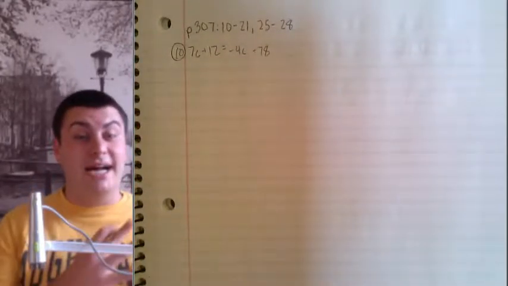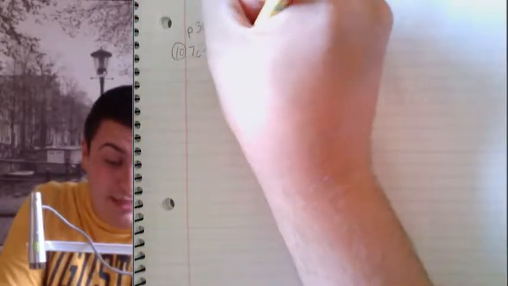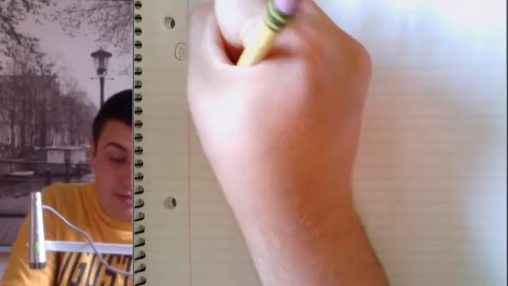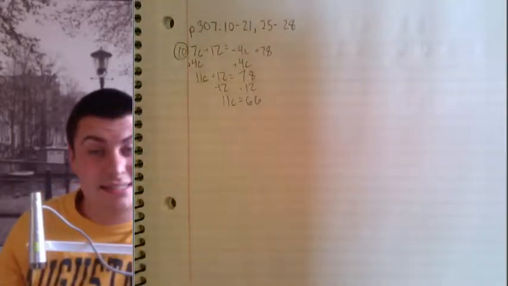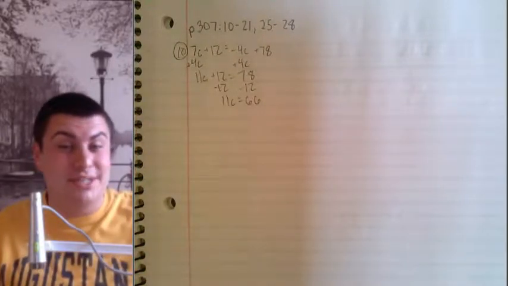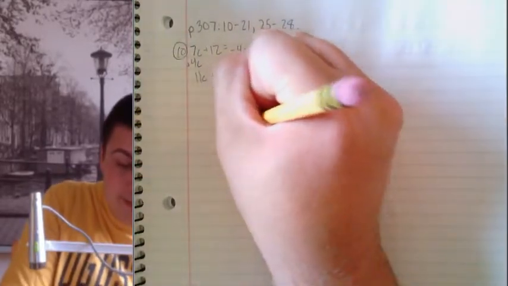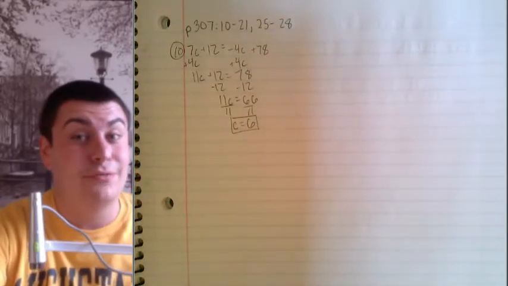We're going to move all of our constants to one side, all of our variables to the other. I see this negative, which makes me want to add 4c to both sides. So we'll have 11c plus 12 equals 78. I'm going to subtract 12, so I'll have 11c equals 66. I'm now left with multiplication, 11 times c, so I'm going to divide both sides by 11 to be left with c equals 6. All right? Have fun. Don't forget 25 through 28.